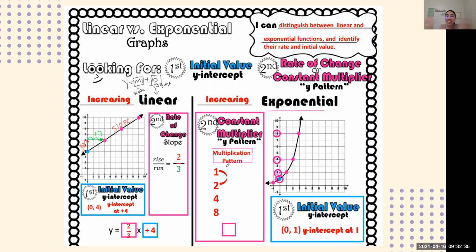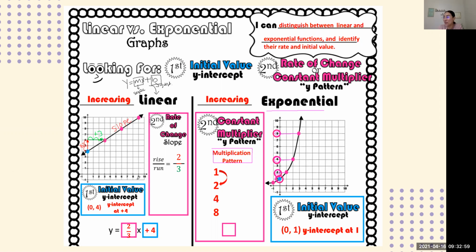From 1 to 2, what are we multiplying by? If you were paying attention to Zoom, then you know what the pattern is already. Or even if you're looking at your notes, it's not that hard to find. But what can I do to that 1 to get me a 2? What can I do to that 2 to get me a 4? What can I do to that 4 to get me the 8? Yes, good job.